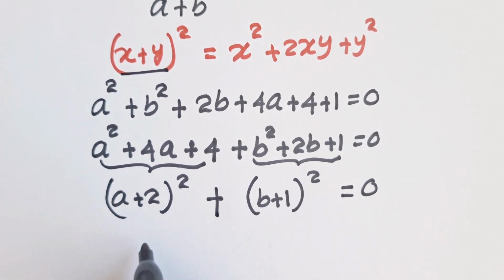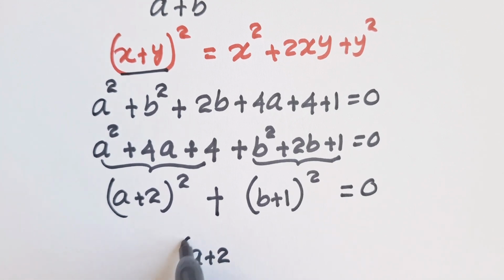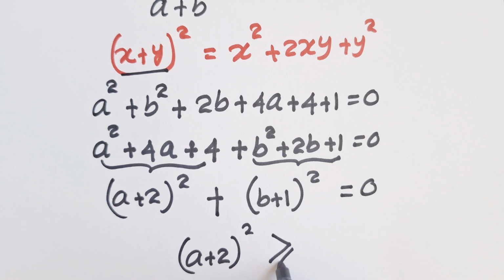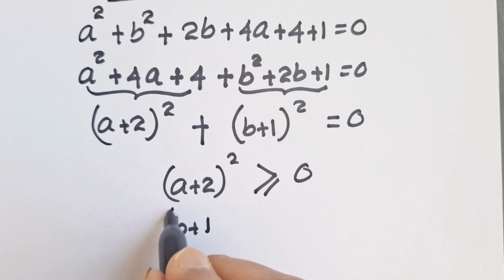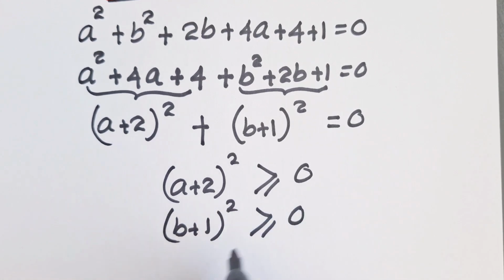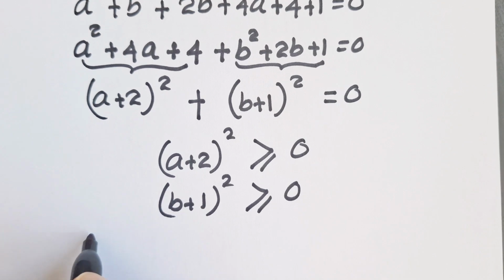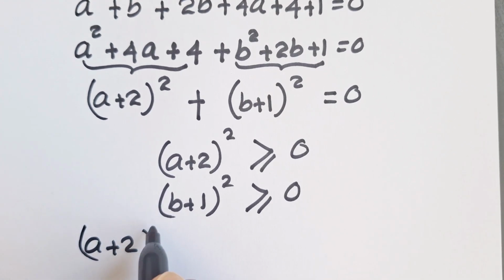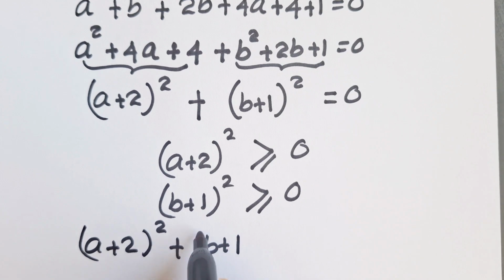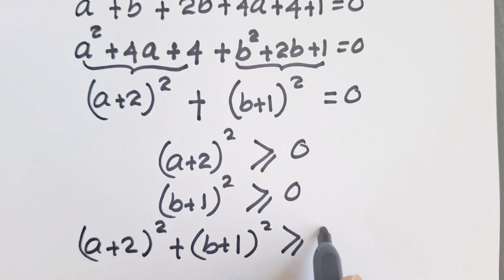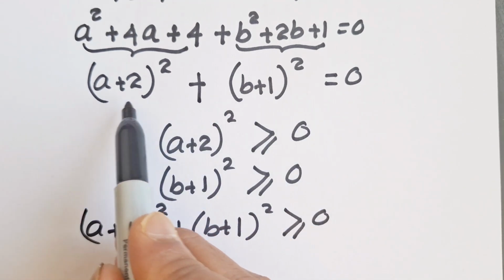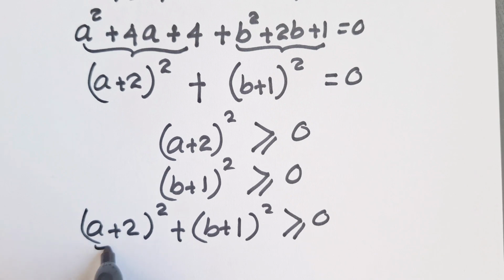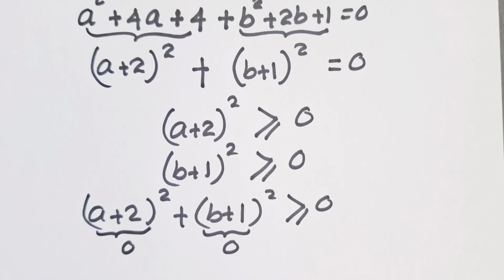Now we know that for any real value of a, (a plus 2) whole to the power 2 is equal to or greater than 0, and for any real value of b, (b plus 1) whole to the power 2 is greater than or equal to 0. Therefore, (a plus 2) whole to the power 2 plus (b plus 1) whole to the power 2 is always equal to or greater than 0. There is only one occasion this equation is equal to 0, when separately a plus 2 equals 0 and b plus 1 equals 0.